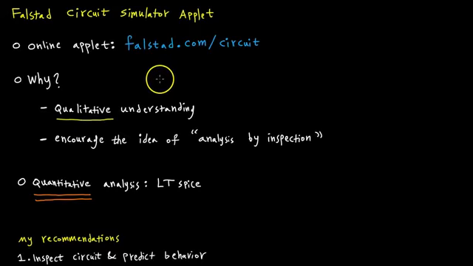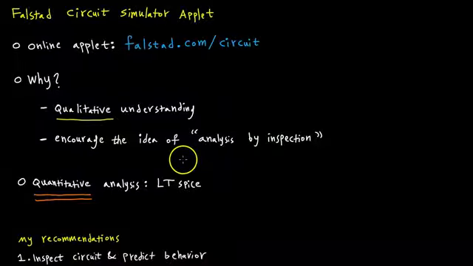So this is an online applet, and the subsection about circuits is going to be falstad.com/circuit. And why are we using this? Well, we're using it for a qualitative understanding of the behavior of these circuits, to encourage the idea of analysis by inspection later down the road when circuits become more complicated, and in future courses where we have multiple stages of operational amplifiers. When we look into the op amp, we want to be able to do the analysis quickly, and not write KCL and KVL every time, which is not practical when you talk about real world complicated circuits.